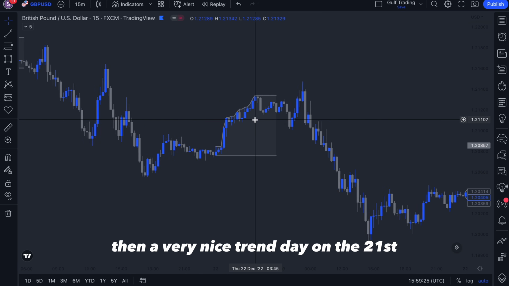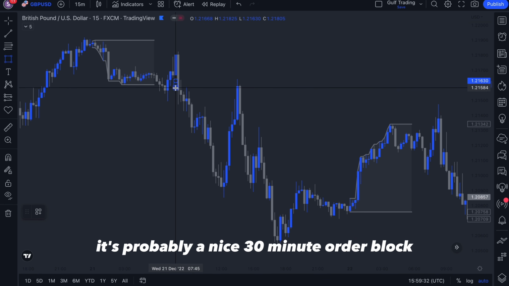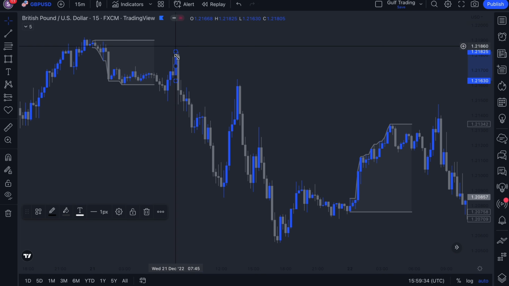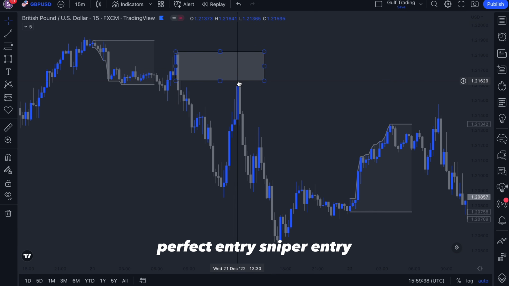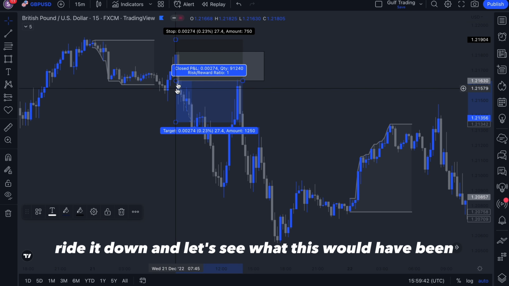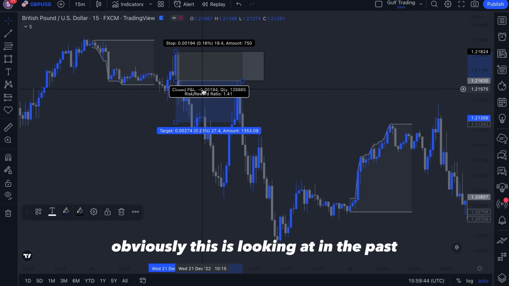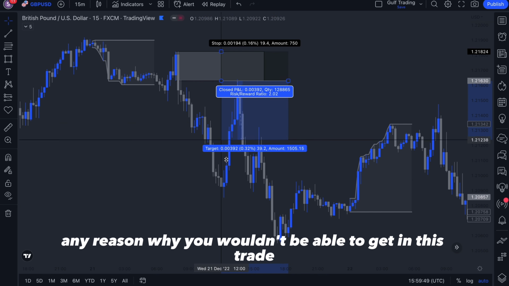Then a very nice trend day on the 21st. Easy setup, it's probably a nice 30-minute order block or a different time frame, but it gets tapped. Perfect entry, sniper entry, write it down, and let's see what this would have been. Obviously this is looking at in the past, but I don't see any reason why you wouldn't be able to get in this trade.